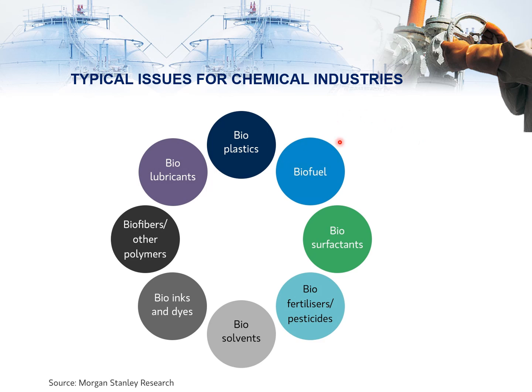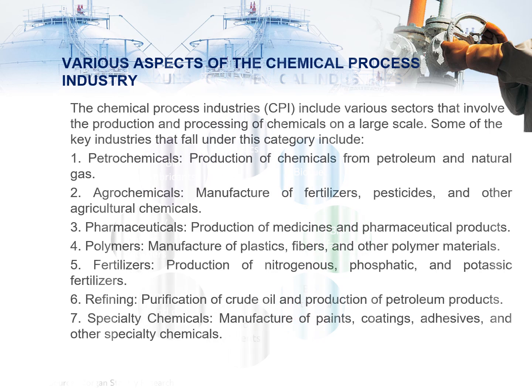When we talk about issues in the chemical industry, as of now, some of the issues in the chemical industry have grown a lot. So we consider some of the plastics issues, lubricant issues, the polymers, the fuels, the surfactants, fertilizers and pesticides, solvents, inks and dyes. These are typical issues in chemical industries. How we handle these pollutants and the whole lot are some of the issues in the chemical industry. So we consider various aspects of the chemical industry.